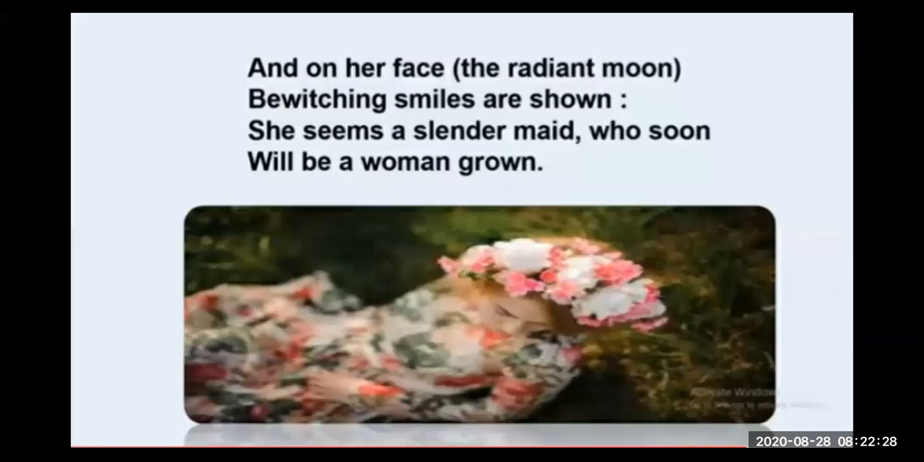And slowly, the delicate girl, the beautiful, slim girl, is turning into a woman. She is going to become an adult. It means the autumn season is going to come to an end, and the next season is going to arrive. Okay, so this beautiful poem we have seen.